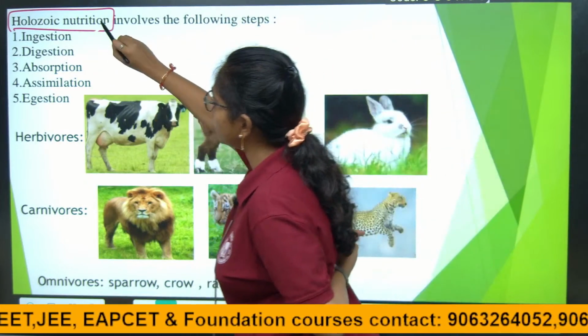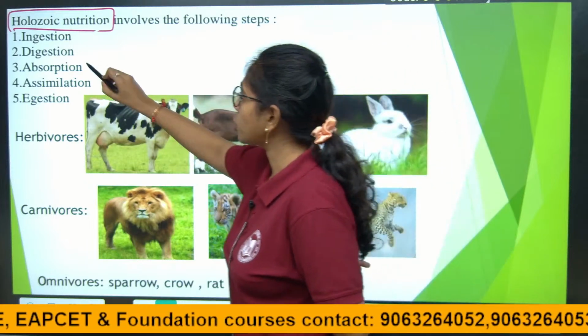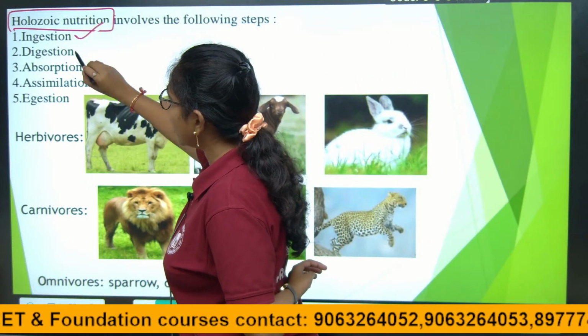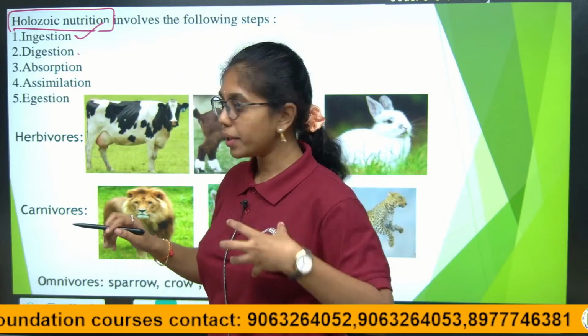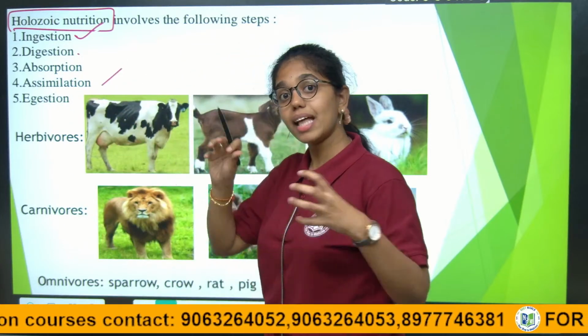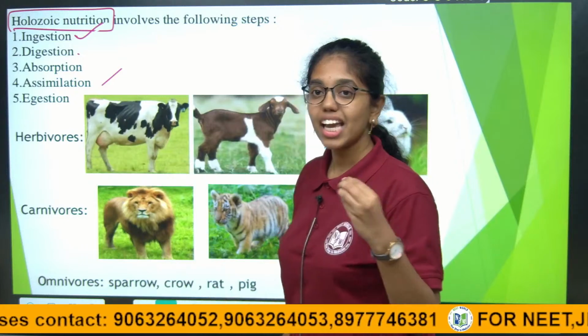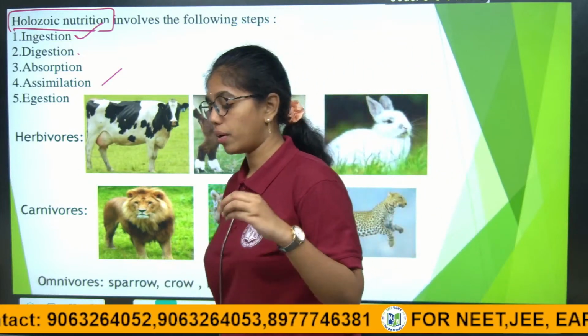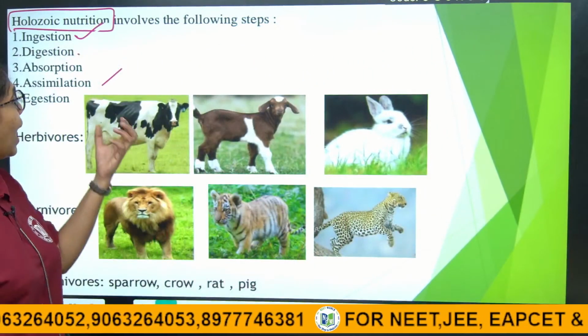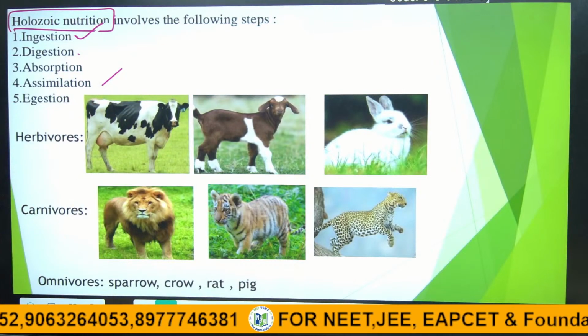First is ingestion, intake of the complex organic food. Second is digestion. Third, absorbing the food. Fourth, assimilating the absorbed food. Fifth is egestion, releasing out or taking off the undigested or unwanted food material.